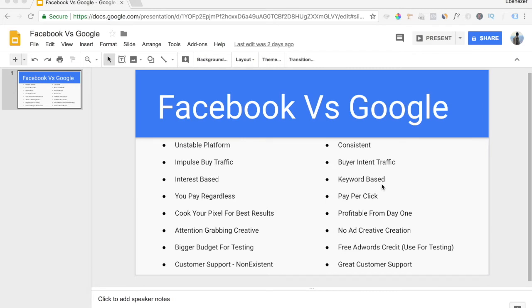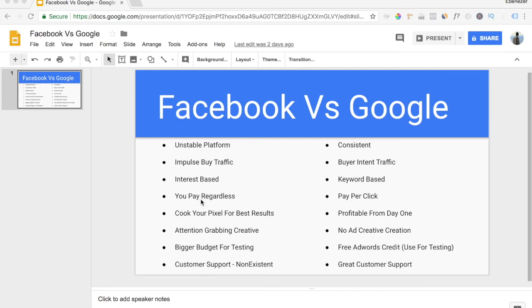Buyer intent traffic is made possible because Google is a search engine. It's keyword based. People are literally telling you what they're looking to buy. Whereas on Facebook, you're trying to figure out which interest groups your product resonates with. And to figure out who your product resonates with, that means you have to show it to a lot of people, and you have to do it very quickly.